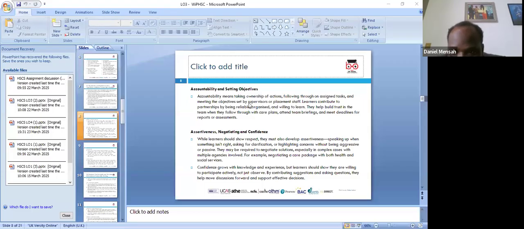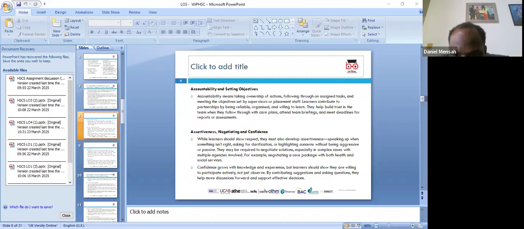Learners are to contribute to partnership by being reliable, organized, and willing to learn. They help build trust in the team when they follow through with care plans, attend team briefings, and meet deadlines for reports or assessments. Very important.